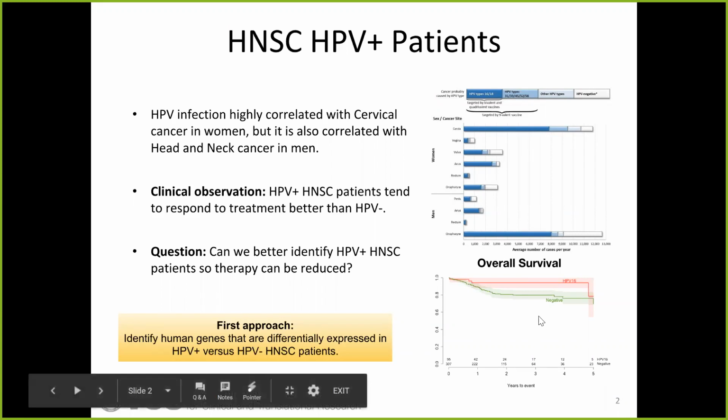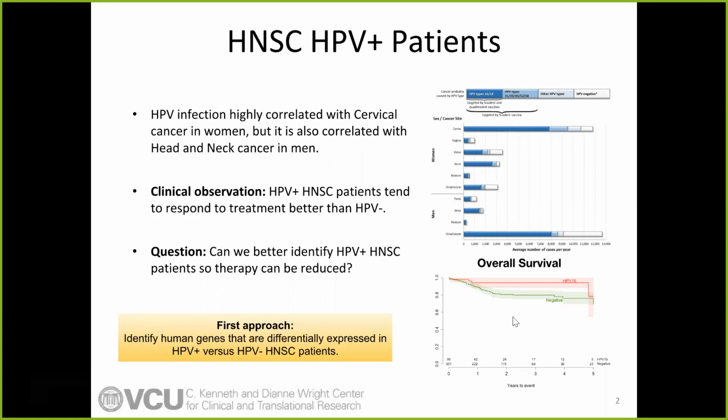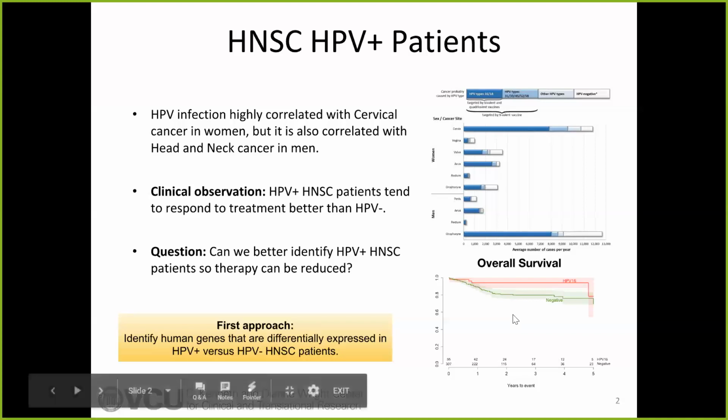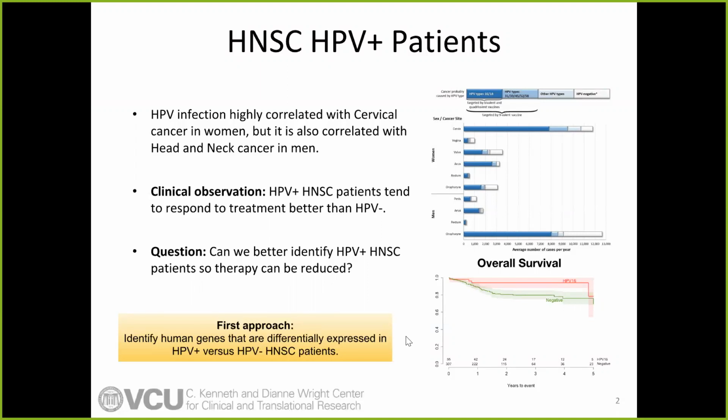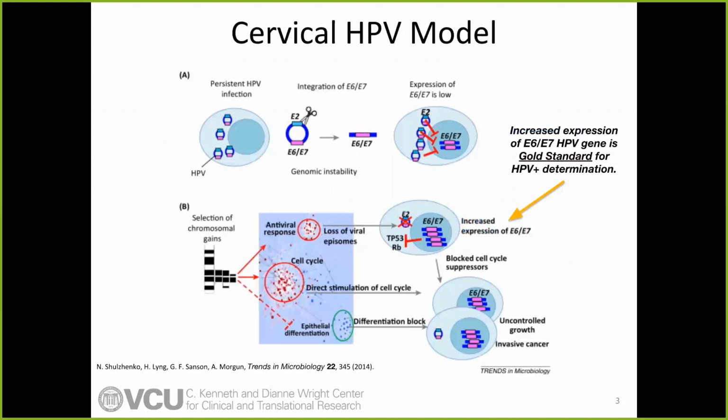Down here we also see the overall survival of patients in TCGA. Those that were HPV positive had a better overall survival than those that were HPV negative. So the first approach to trying to answer this question was to do some exploratory analysis and identify which human genes are differentially expressed in HPV positive versus HPV negative head and neck cancer patients.